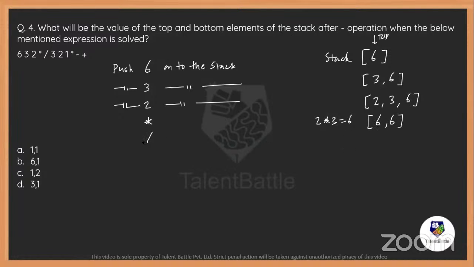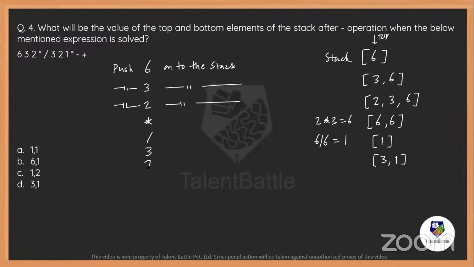After that, there is division operation. So again, we have to pop 6 and 6 from the stack, and we have to perform 6 divided by 6, which is equal to 1. And push this result again onto the stack. So now my stack is having only single element, that is 1. After that, 3. So again, we have to push this 3 onto the stack. So 3 will be at the top, 1 is here.